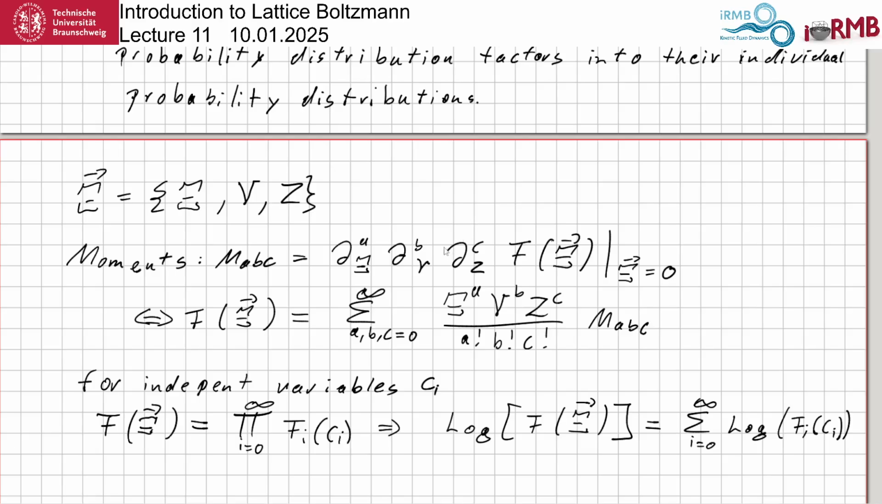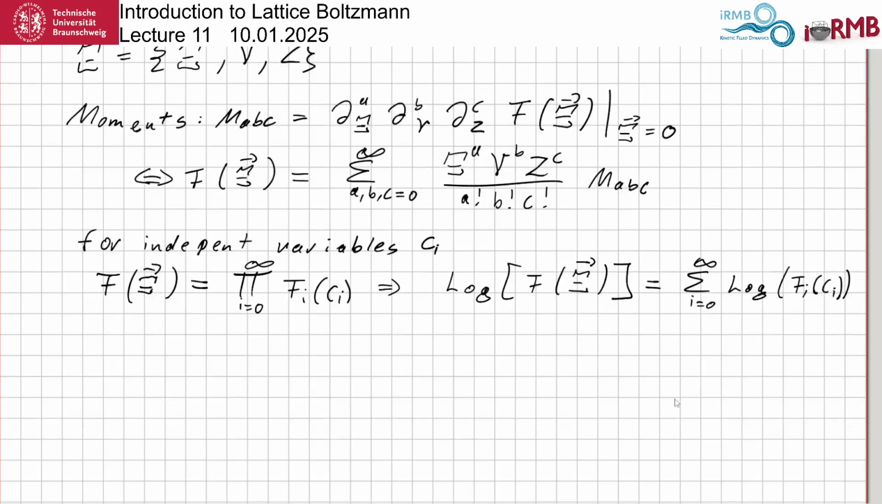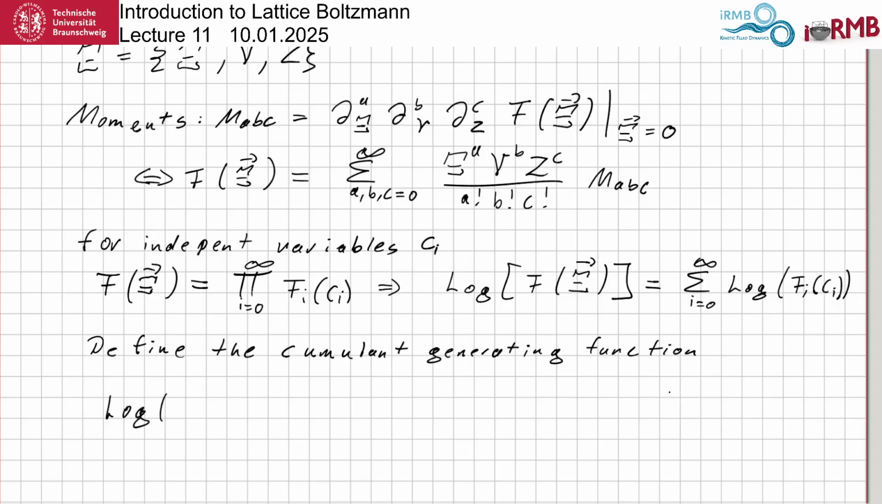So, and this now has the same form as the original definition of the moment. So what we define, the cumulant generating function, being the logarithm now of the moment generating function.